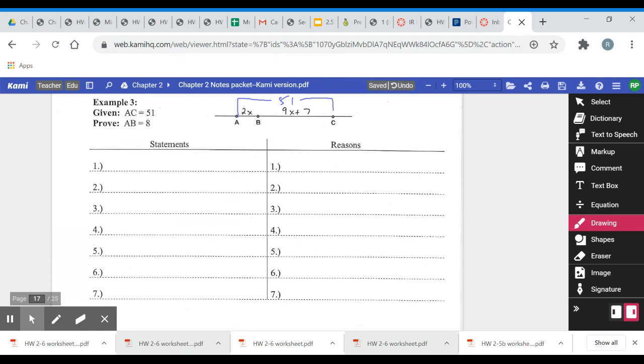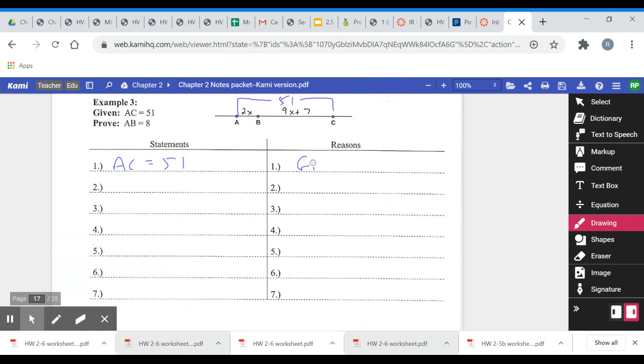And it's telling me that the measure of AB is equal to 8. So that's a little different. It's not saying X equals 8. It's saying that the measure of AB is equal to 8. But I still know that I'm going to have to set up a true equation. I'm still going to have to solve for X, and then I can plug back in for what it's wanting me to prove. So again, I need to get my given here that AC is equal to 51.